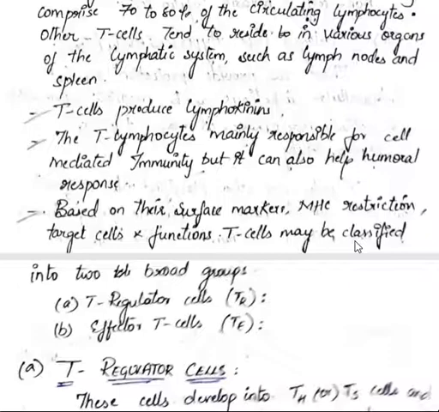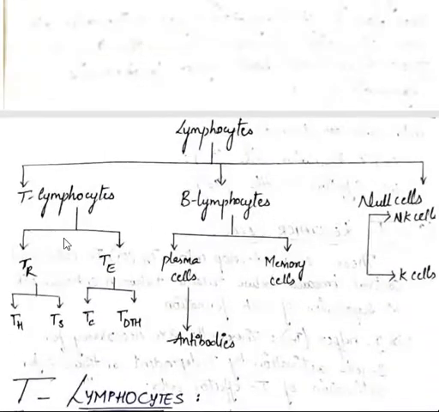So basically lymphocytes are classified into three types, isn't it? T lymphocytes, B lymphocytes and null cells. But depending upon the surface marker, MHC restriction, target cells and functions of T cells, these T lymphocytes are again classified broadly into two types. One is called TR and another one is called TE. So what is a TR? The TR is the T regulator cells and TE is the T effector cells or effector T cells.